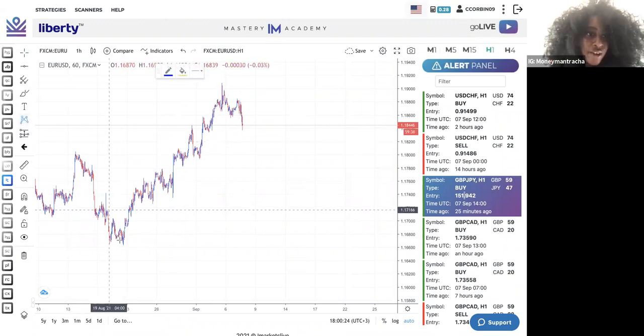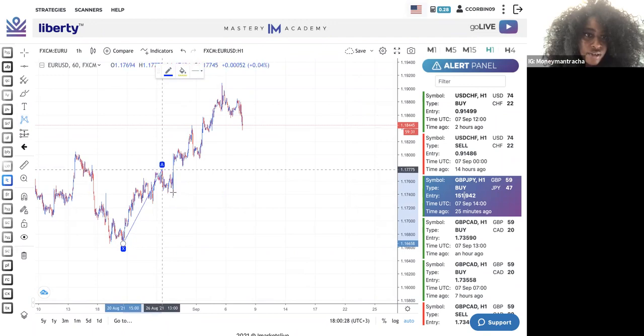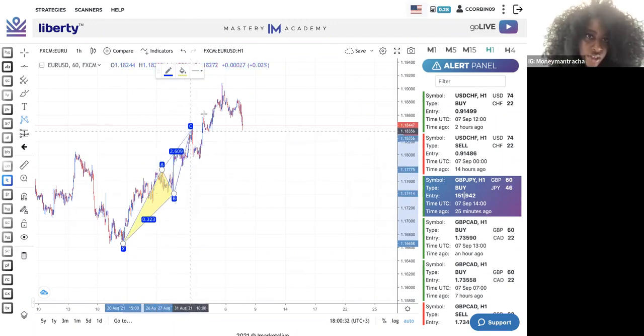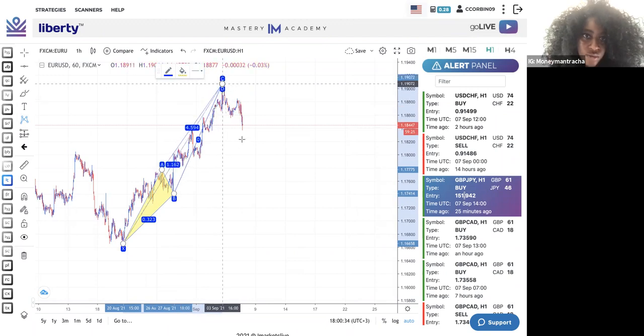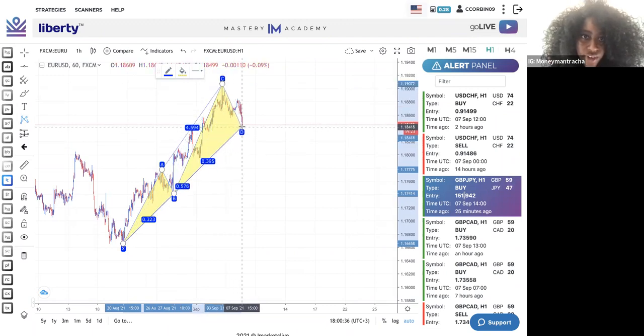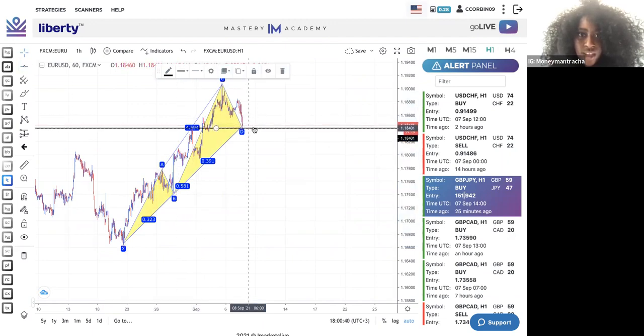If you're going to take the uptrend route, of course, start at the bottom, go to the top, go to the bottom, go to the top, then go to the bottom, right? So it's literally telling us that we could get in for a buy, right?